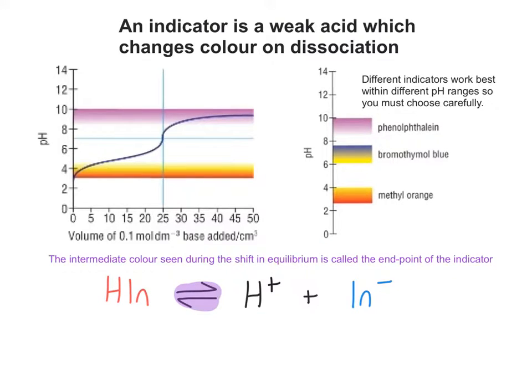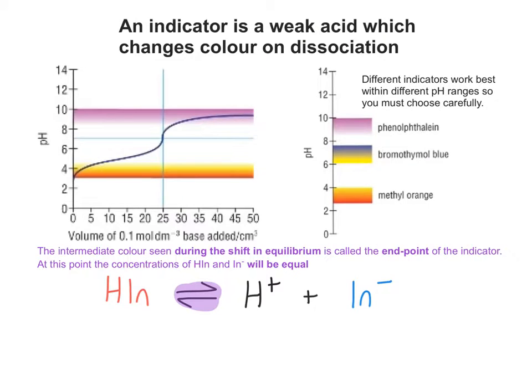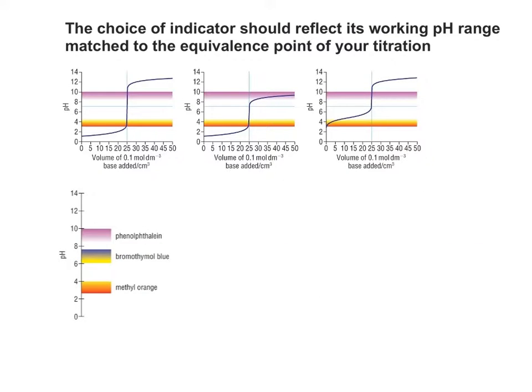It's important also just to mention that during the shift in equilibrium from one side to the other, there'll be an intermediate colour seen. That intermediate colour is called the endpoint, or the point at which that colour is reached is called the endpoint of the indicator. And what this means in terms of the equilibrium is the concentrations of HIn and In-, in other words the concentrations of the weak acid indicator and its conjugate base, will be the same as each other. So the indicator that you choose should have a working pH range that matches the equivalence point of your titration.